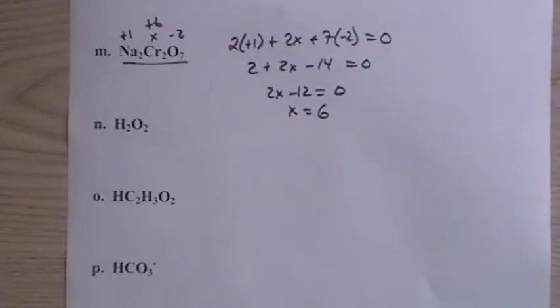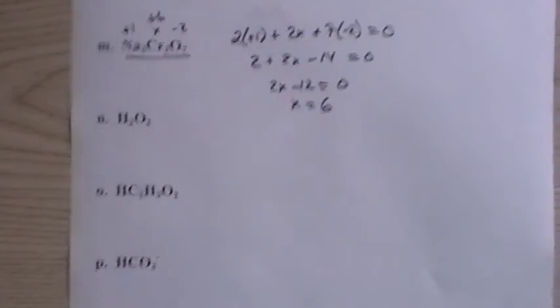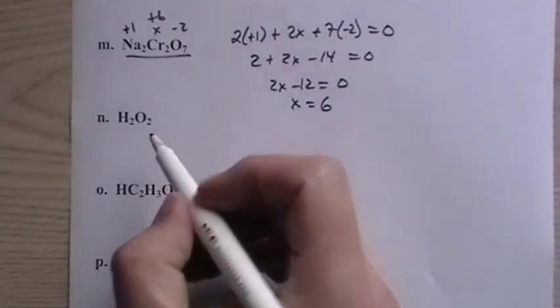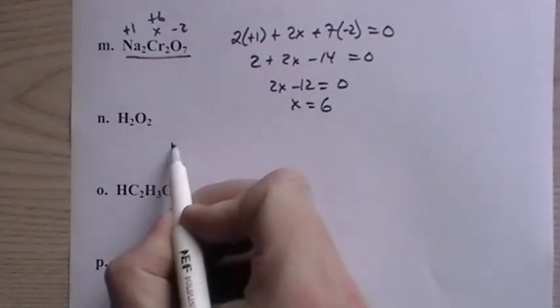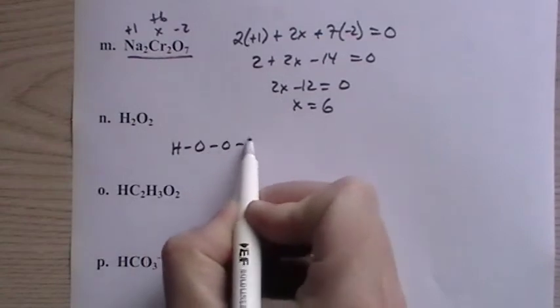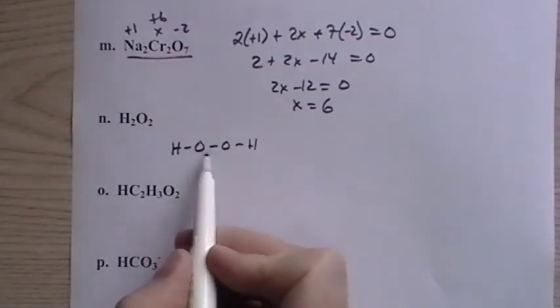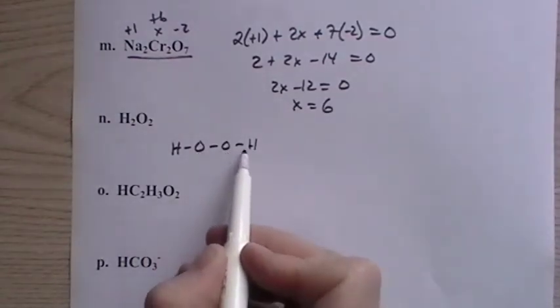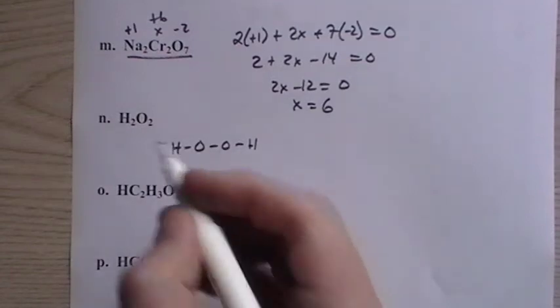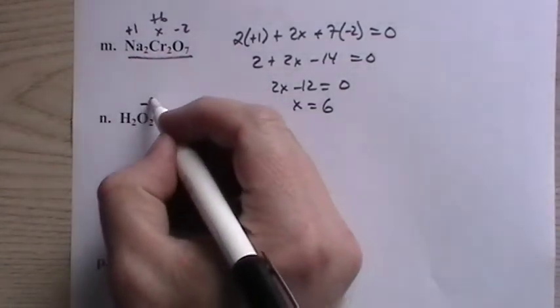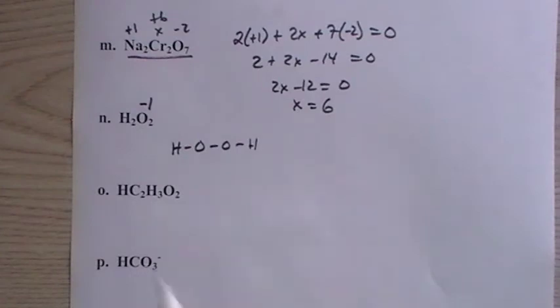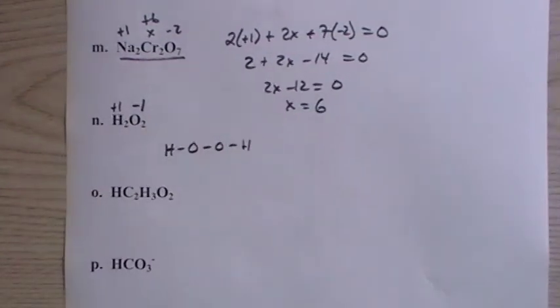Now, here's the exception for the oxygen. Oxygen, when it's a peroxide, and the structure of this thing looks like this. When an oxygen is bonded to an oxygen, and then they are each bonded to something else, the oxidation number is -1, and hydrogen is +1.